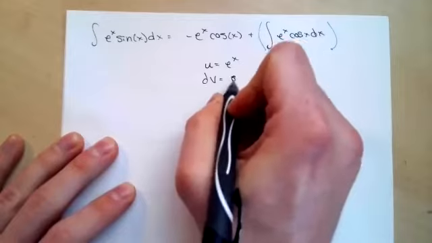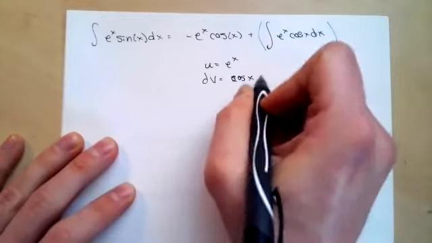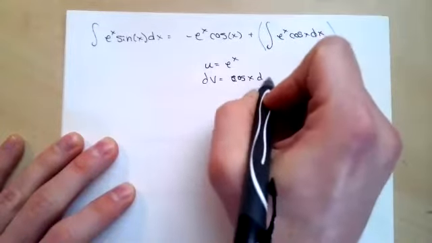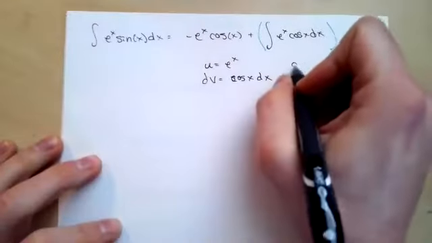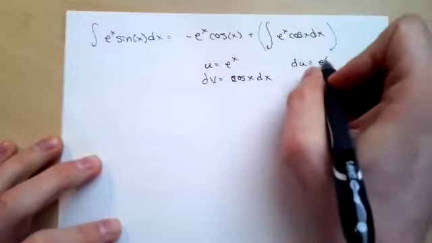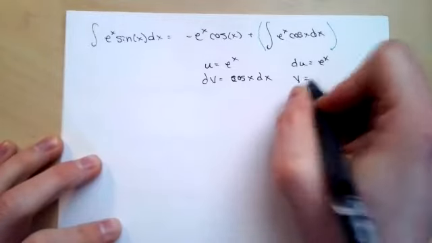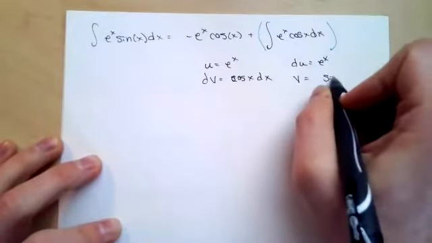And again, when I say the same choice, I mean the same in terms of where those functions come from. Cosine x came from that sine of x, and we made that sine of x our dv, so we now have to make the cosine of x the dv. Our du is e to the x, and our v is now sine of x.